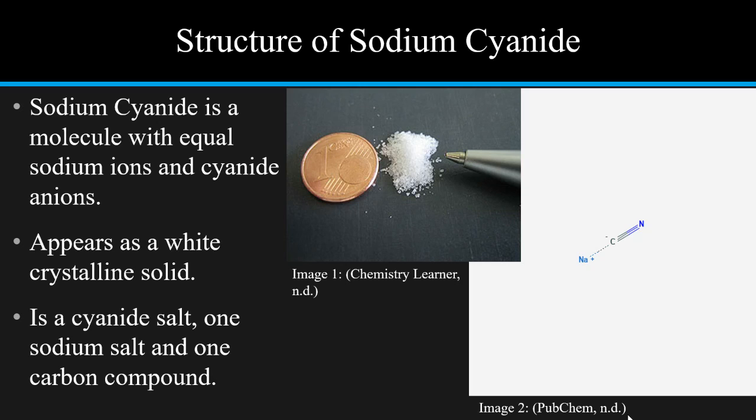In appearance, sodium cyanide is a white crystalline solid. In image 1, you can see an example of what this crystalline solid looks like. Sodium cyanide is a cyanide salt, which means that it has 1 sodium salt and 1 carbon compound.